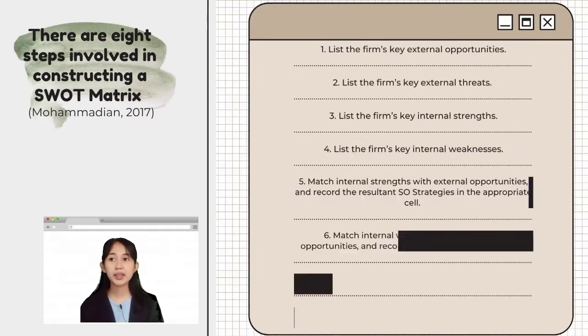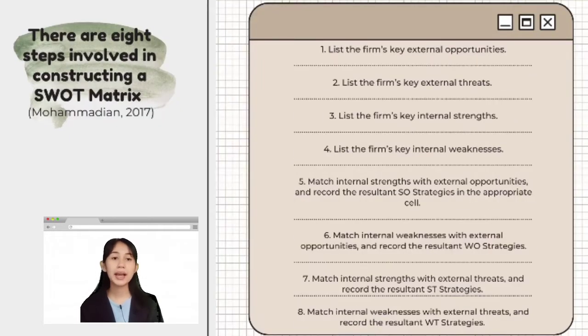There are 8 steps involved in constructing a SWOT matrix. Step 1. List the firm's key external opportunities. Step 2. List the firm's key external threats. Step 3. List the firm's key internal strengths. Step 4. List the firm's key internal weaknesses.